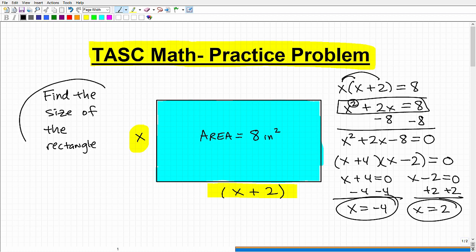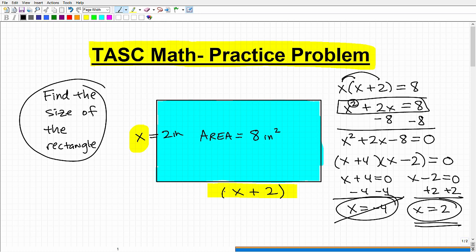So I'm asking for the size of the rectangle. Before you just jump to this and say, oh, it's going to be negative 4 and 2, you need to think about this. This is another little trick question, but here's the thing. Can you have a rectangle with negative 4 inches? No, that's not going to make sense in reality, although negative values do have real-life examples, just not the dimensions of a rectangle. So I would throw this one out, and we would use this answer, 2 inches.